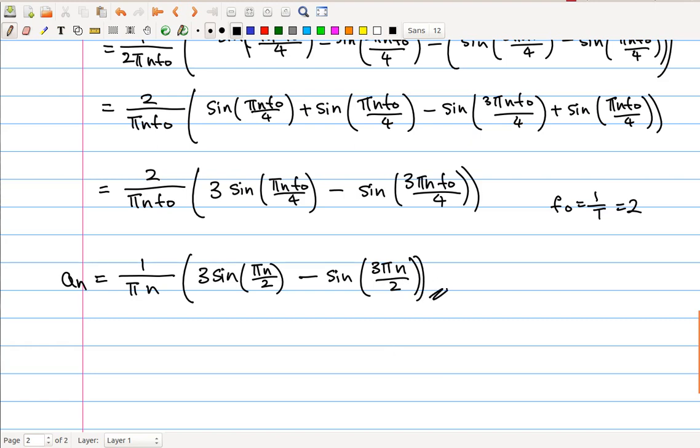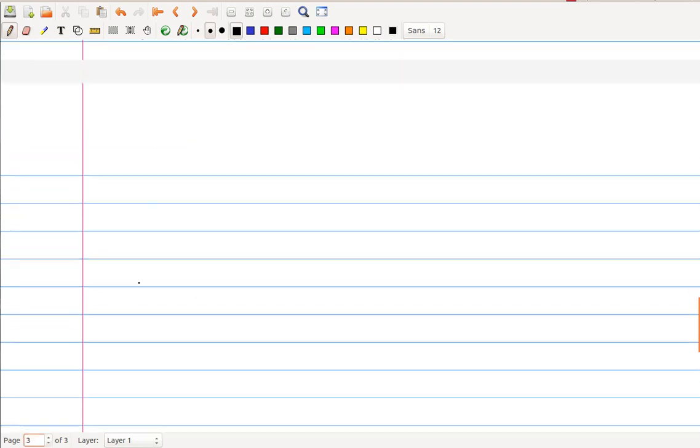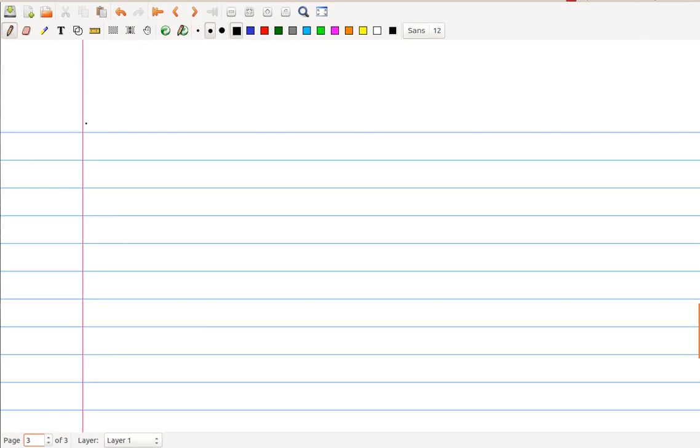Alright, very good. Now let's keep going with bn. So keep this expression somewhere. We're going to come back to that in a moment. I'm going to start a new page and go ahead and write my definition for bn. So here we've got bn is equal to 2 on t, integral between t0 to t0 plus period of s of t. Now this is your sine basis functions, so we're multiplying this with sine 2 pi n f naught t, and of course dt.